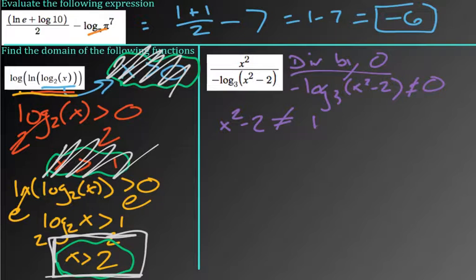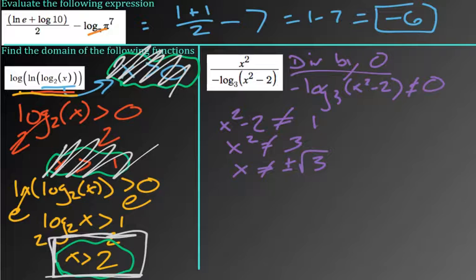So in this case, x squared just cannot be 3, right? So x cannot be plus or minus root 3, right? Because both those would make it 0 on the bottom. So that's the divide by 0 stuff.